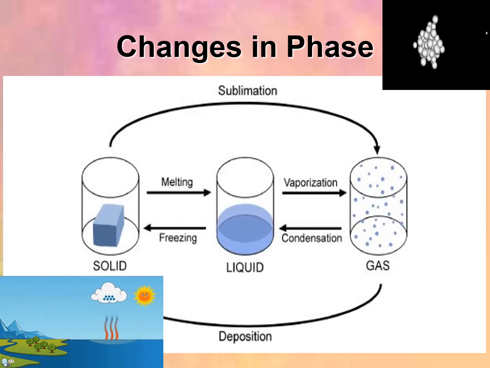Sublimation and deposition are the two types of special phase change because they skip a particular phase, that is liquid. Why? Because when we say sublimation, that is when solid bypasses the liquid phase, then transforms into gas, while deposition is when the gaseous phase bypasses the liquid phase and turns into solid.